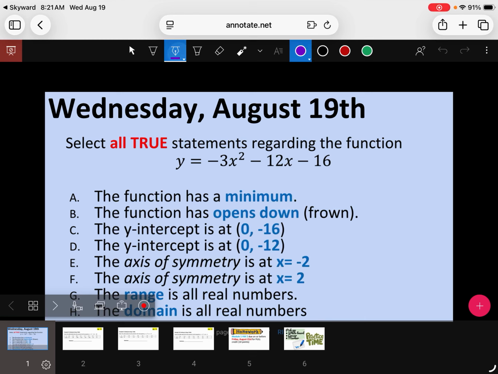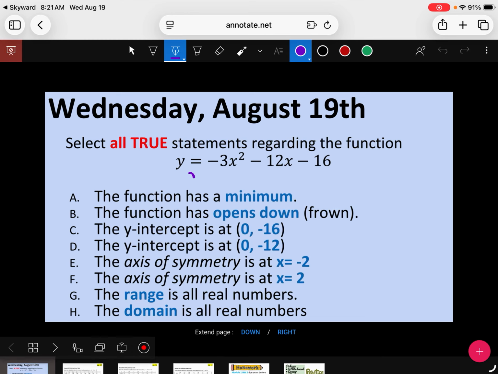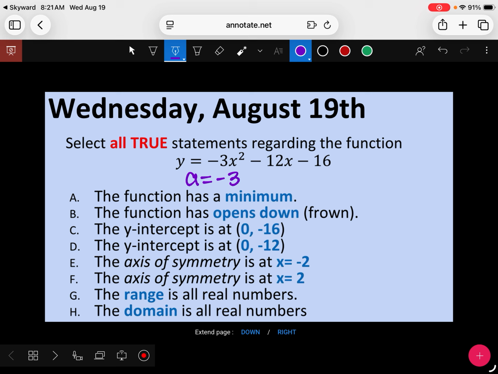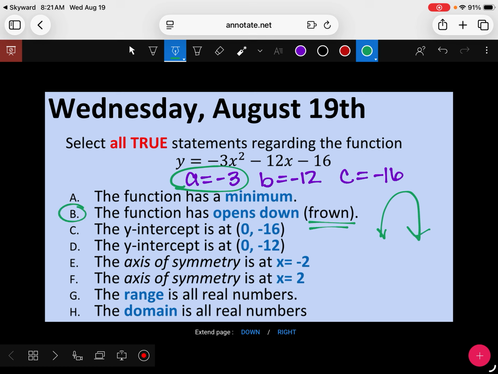So in this quadratic equation, A is -3, B is -12, and C is -16. Raise your hand if you think this is a smile. Who thinks it's a frown? Right, because A is negative. Good. Whenever A is negative, it opens down like a frown. So the first true answer is B.